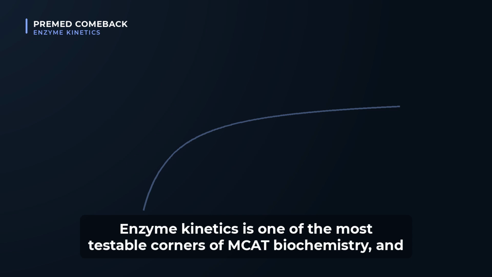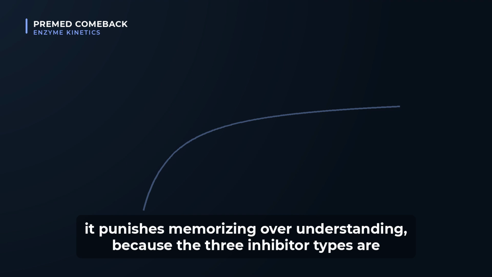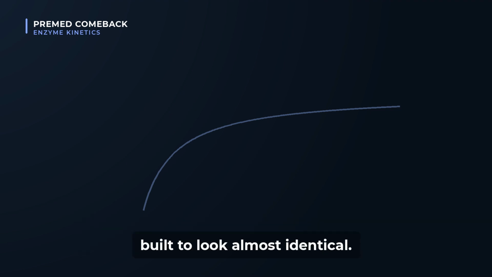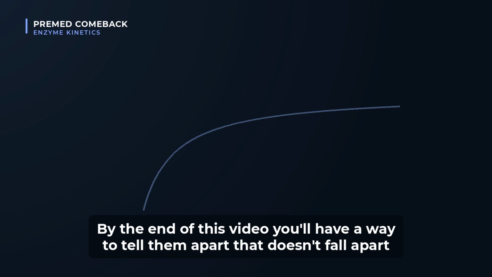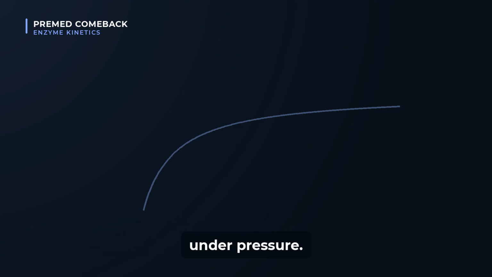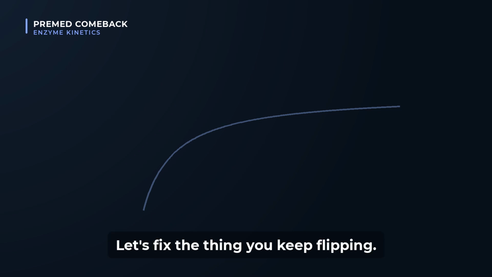Enzyme kinetics is one of the most testable corners of MCAT biochemistry, and it punishes memorizing over understanding because the three inhibitor types are built to look almost identical. By the end of this video, you'll have a way to tell them apart that doesn't fall apart under pressure. Let's fix the thing you keep flipping.